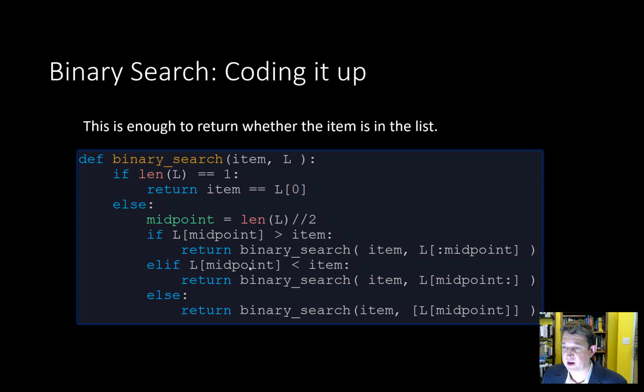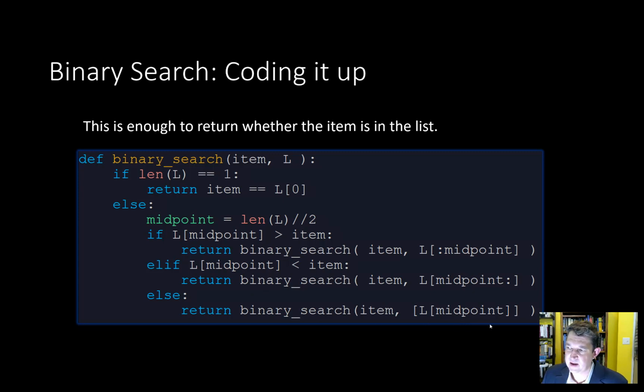If the item was actually larger than the item we found at the midpoint, we're going to use list slicing and give the binary search just the second half of the list. So we're going to go from the midpoint and up. That's what this column means. Slice out that second half of the list and call binary search just on that second half. So each one of these calls is only having to search half the list each time.